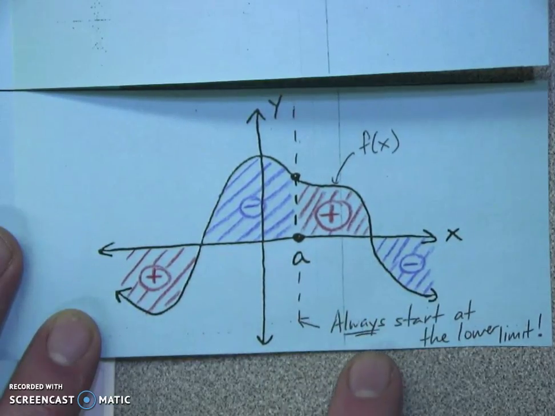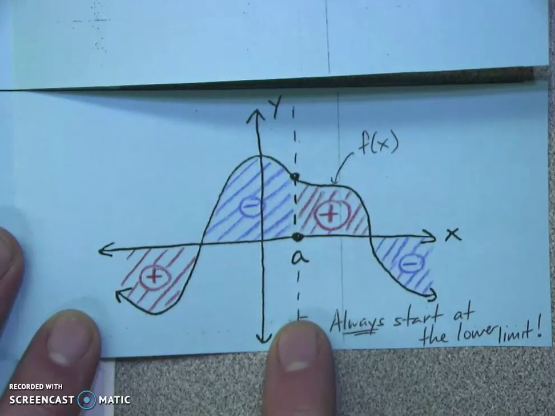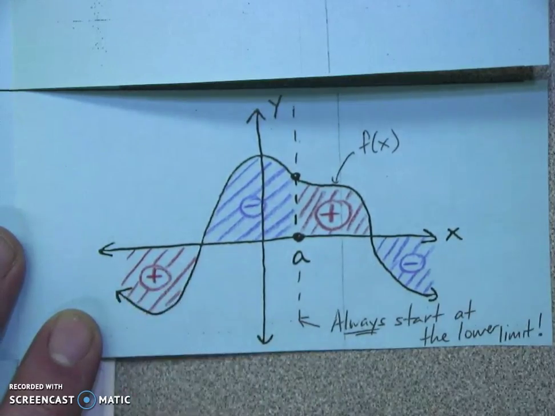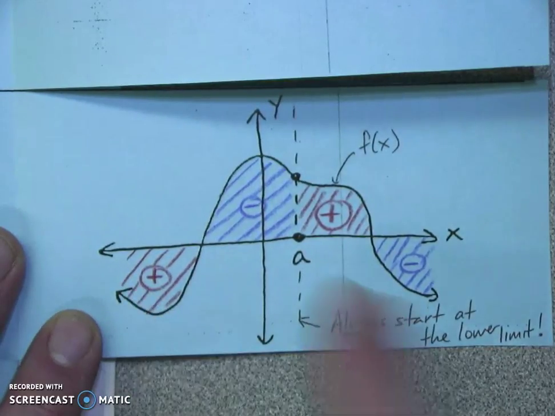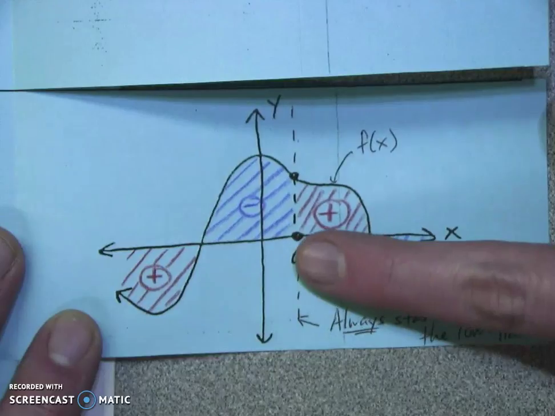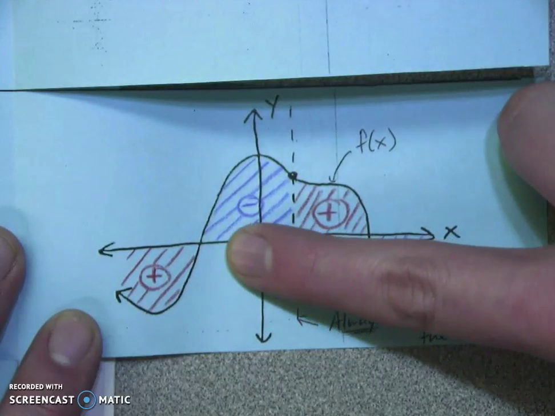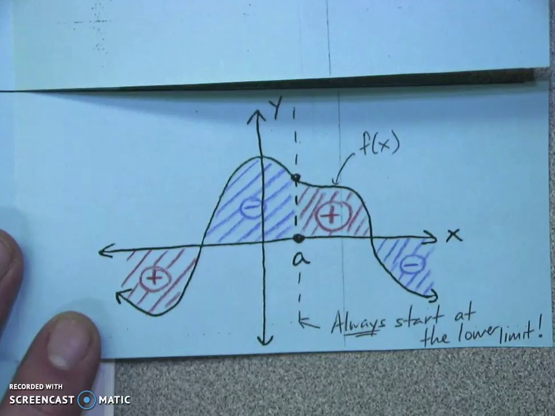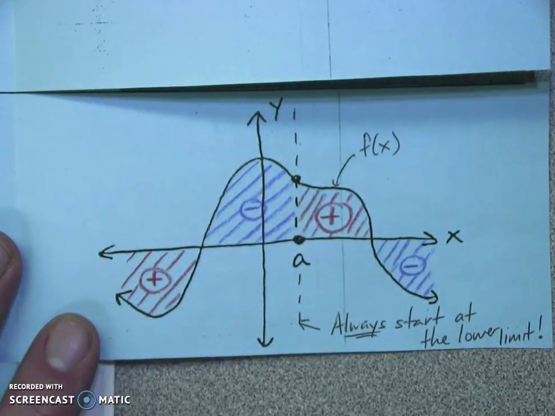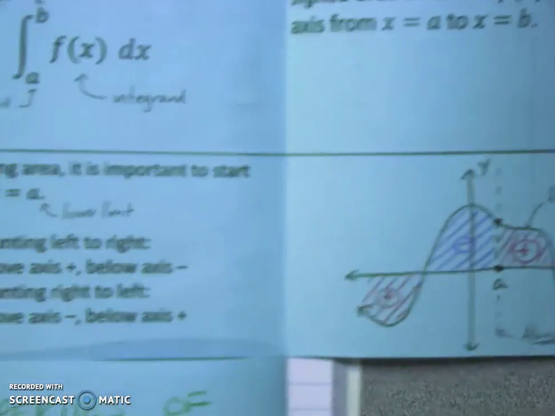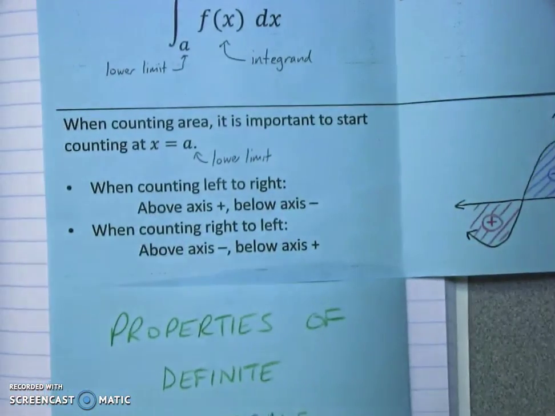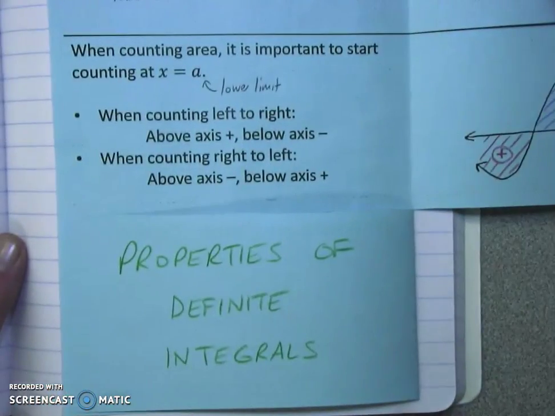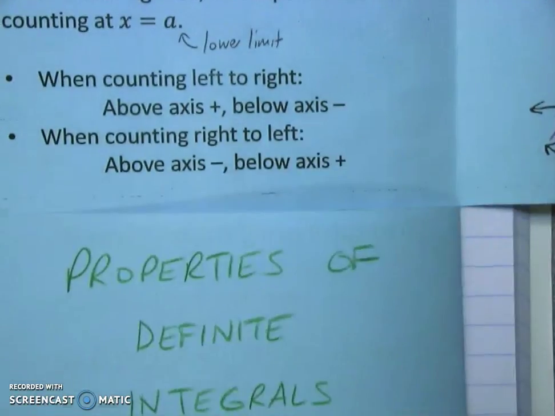We always start at that lower limit, always start at a. If the upper limit happened to be a number over here before a, then you're going to count to the left, you're going to go this way. In that situation, the area above the x-axis counts negative, and the area below the axis counts positive. We're going to practice this a lot today. You probably had a chance to get all of that on page 84 on Wednesday. What we didn't have a chance to do was talk about these properties of definite integrals. So that's where we need to jump off here today.